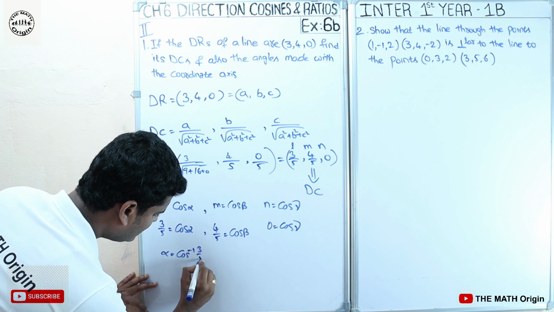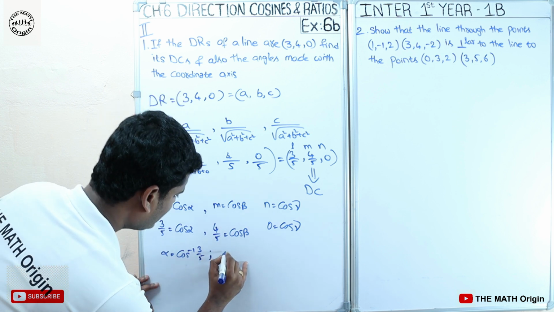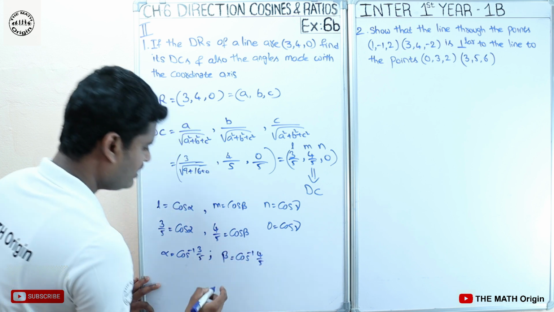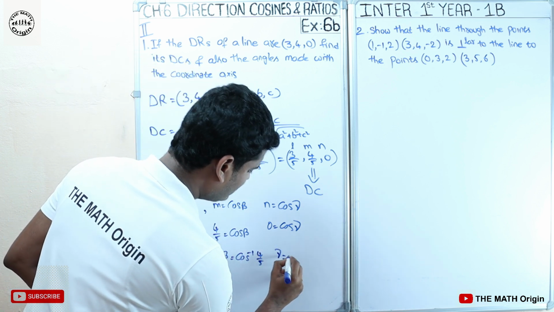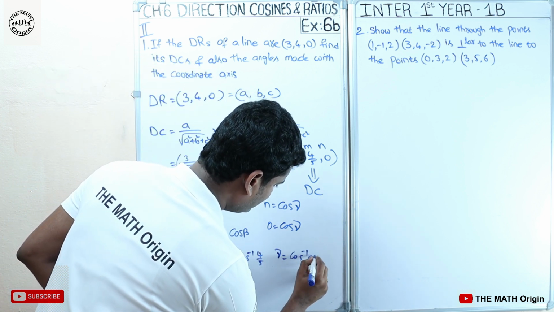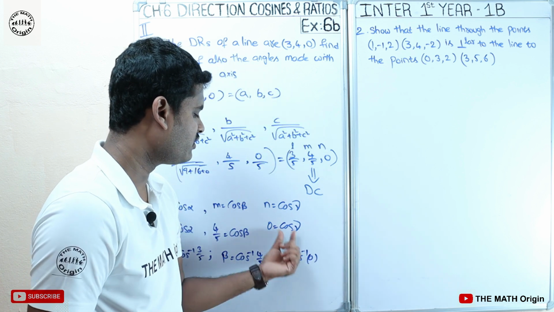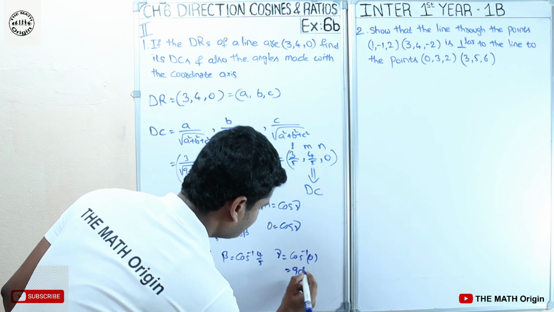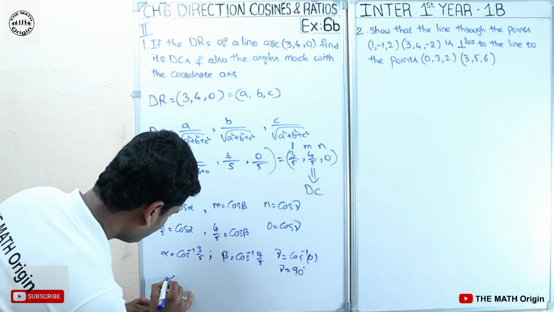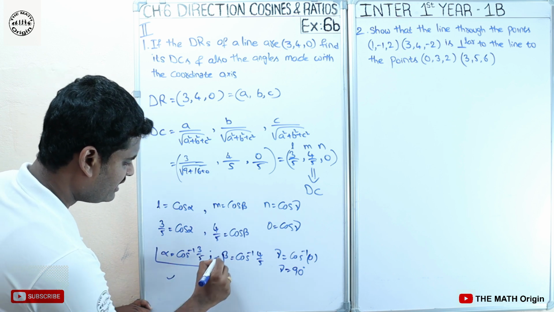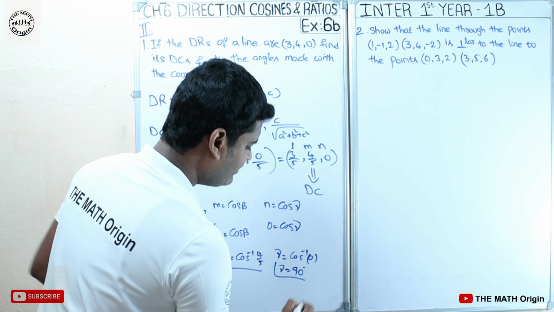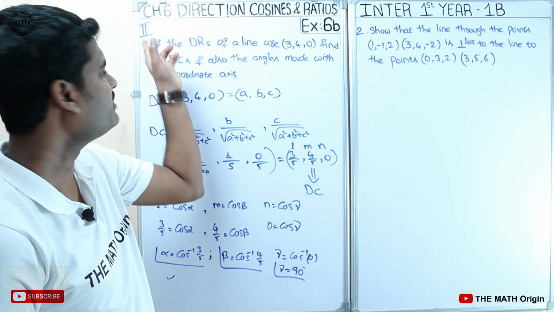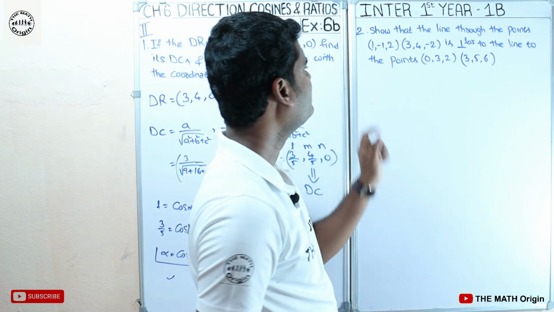Cos inverse 3 by 5. In the same way beta is equals to cos inverse 4 by 5. In the same way gamma is equals to cos inverse of 0. For which angle do we get cos equal to 0? That is 90 degrees. Therefore this is the alpha value, this is the beta value, and the gamma value is 90 degrees. Therefore here ends our first question from the second section. Now let's check the second question.